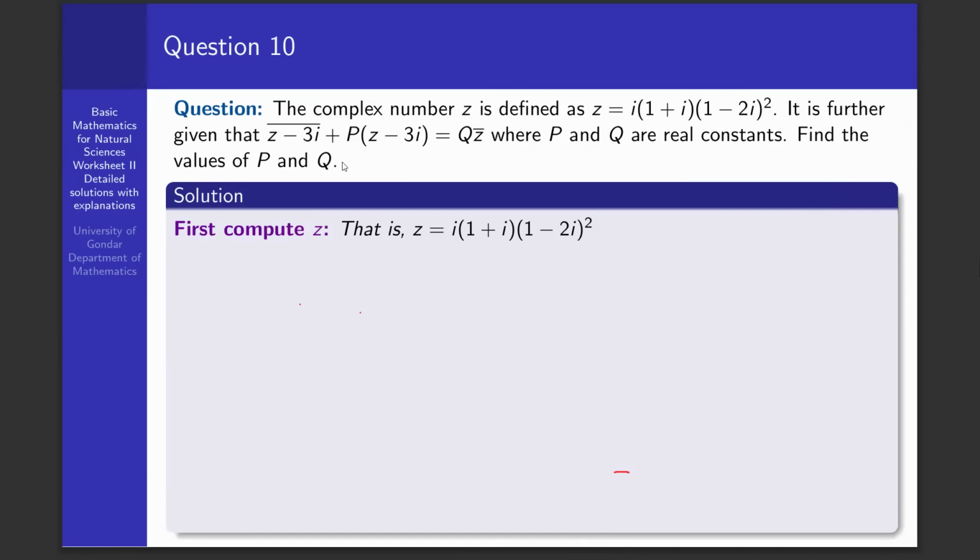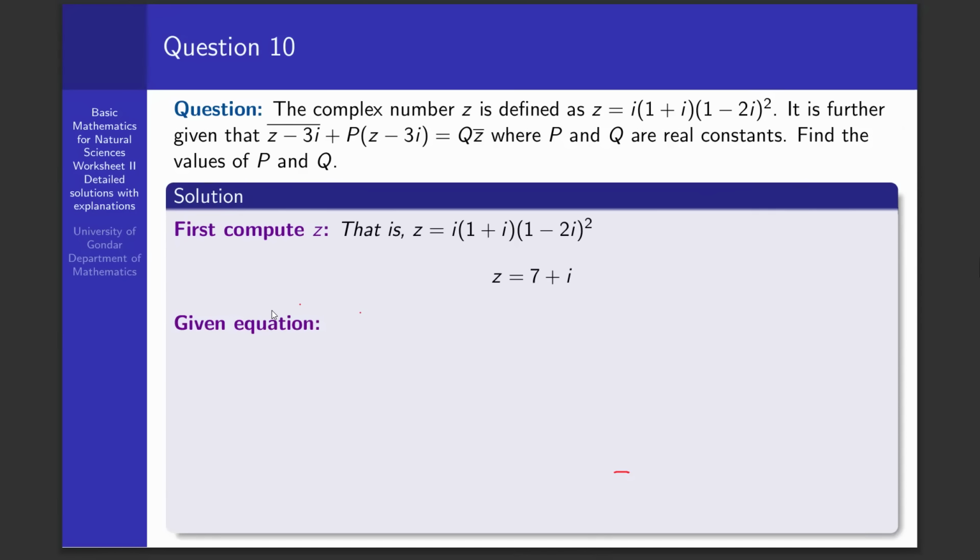That means we are asked just to find the values of p and q, which are real constants satisfying this simple equation. So first let us compute z. Let us simplify z, so that z is equal to the simplified form of this expression, which is 7 plus i. When we simplify this, that's simply squaring. After squaring it, if we multiply 1 plus i with 1 minus 2i squared, it is exactly 7 plus i.